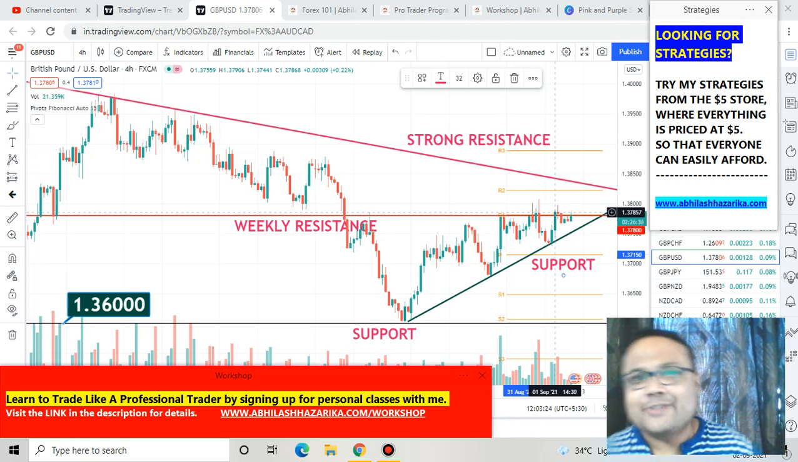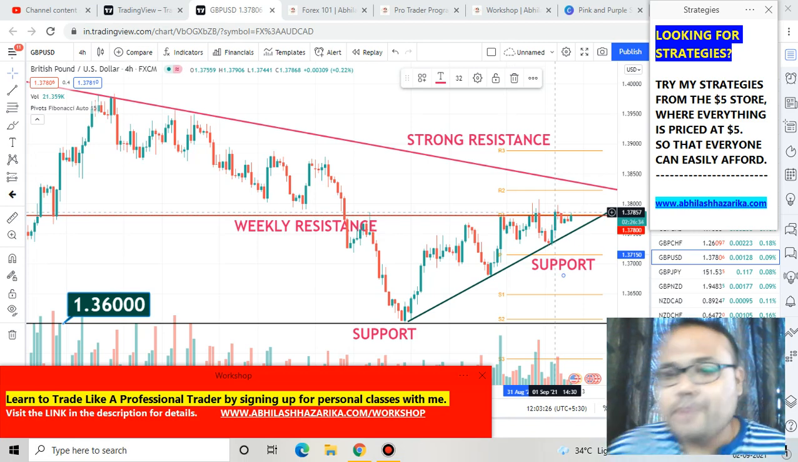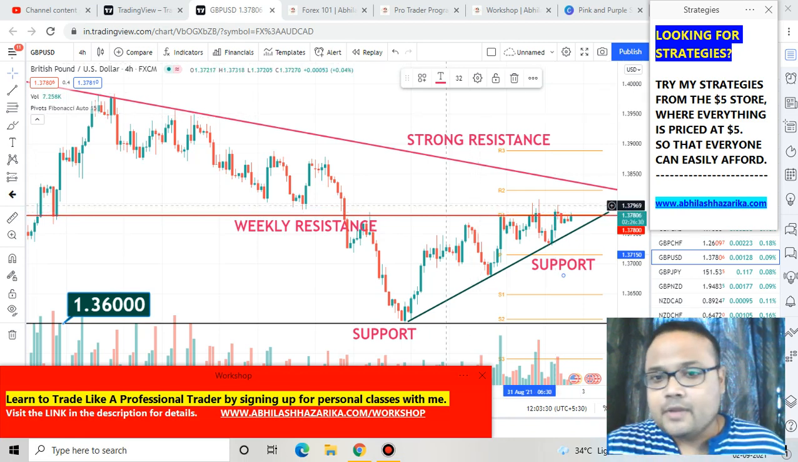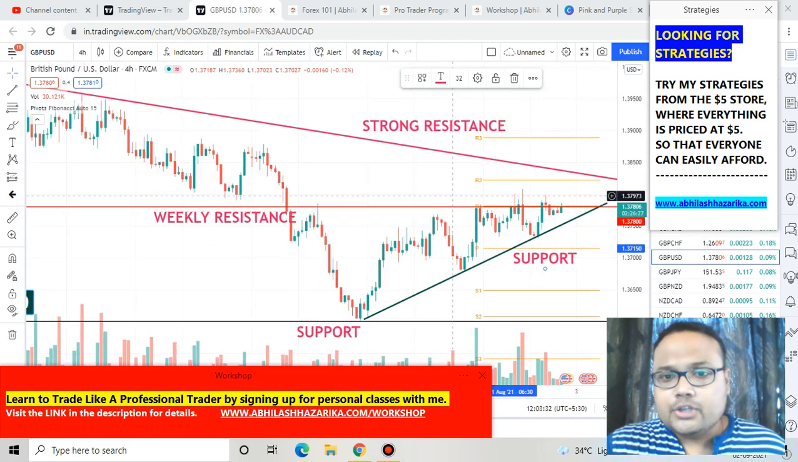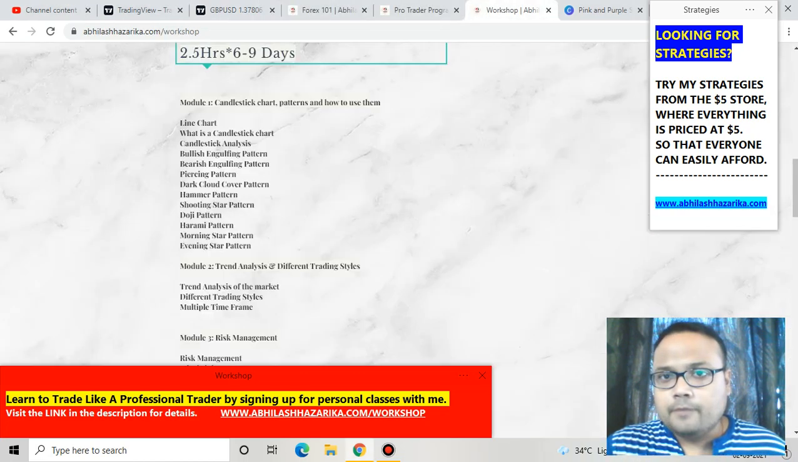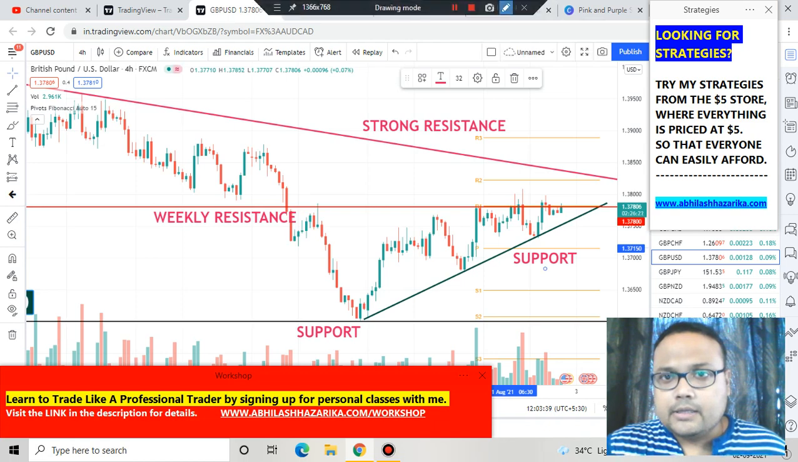Okay, let's try to understand what is going on in the chart of GBP USD and what should be a strategy. Clear? Okay, let's get started. So first and foremost, if we look at the present trend of the market, then we can see that overall the market is in uptrend right now.